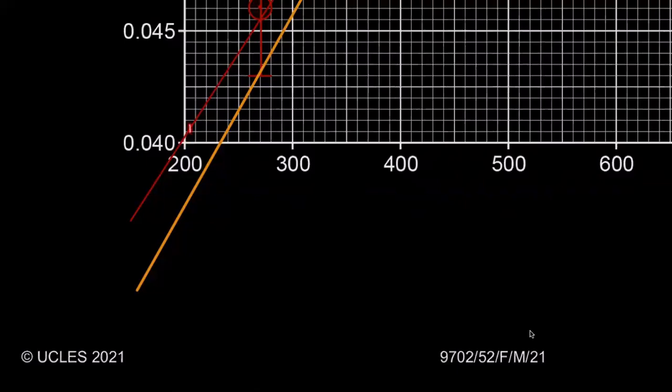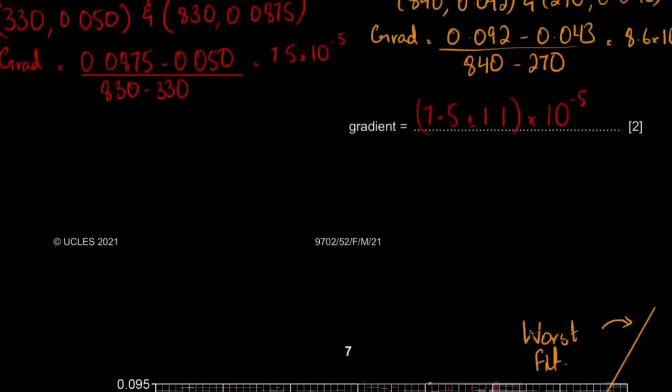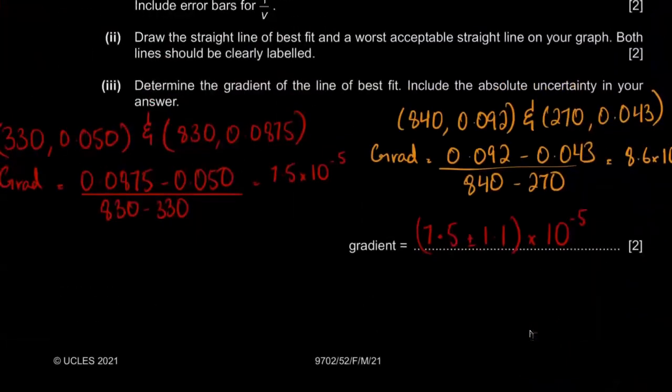So this is not the y-intercept because this is the point 200, right? If this was the point 0, then this would be the y-intercept. But this isn't the y-intercept because of the false origin. So here you would need to take these values and calculate the y-intercept from these.